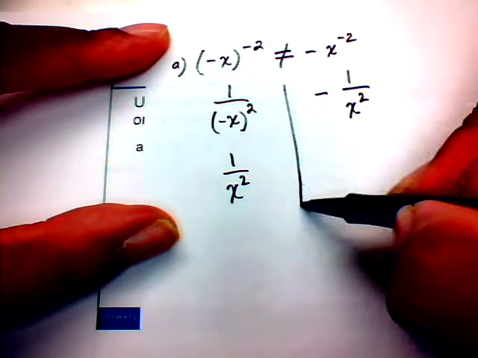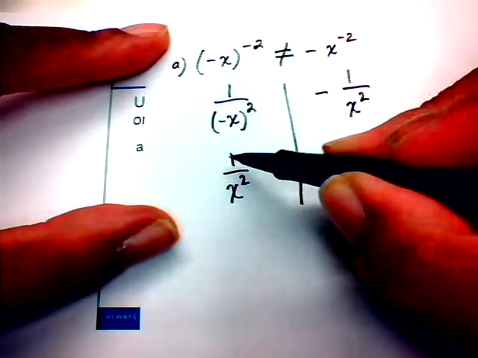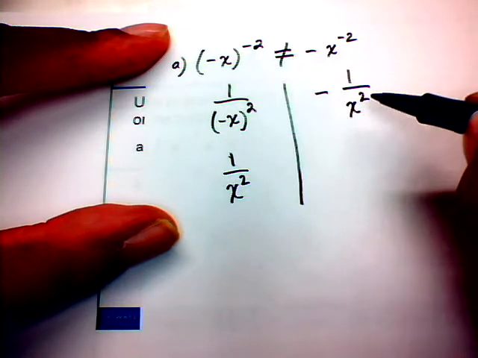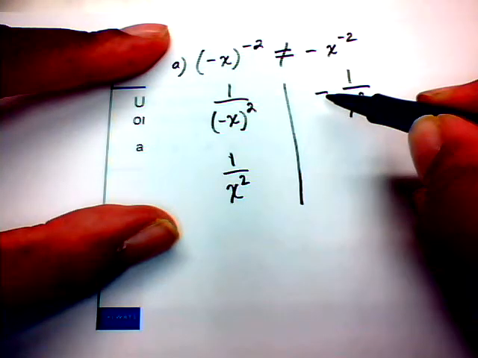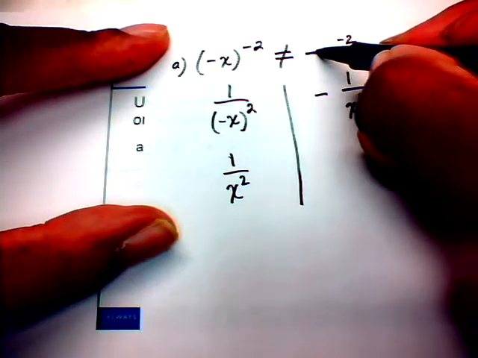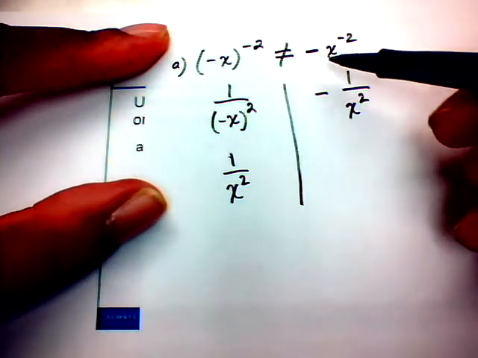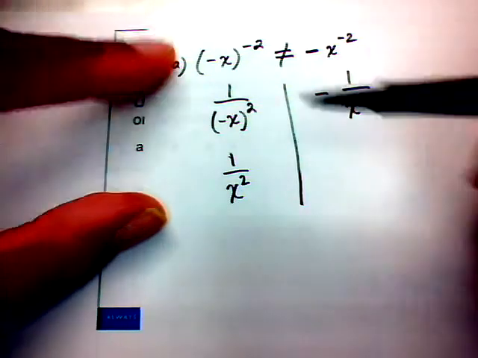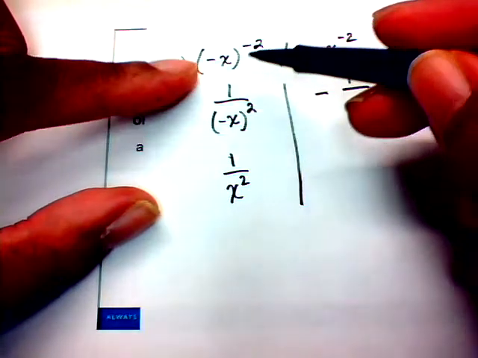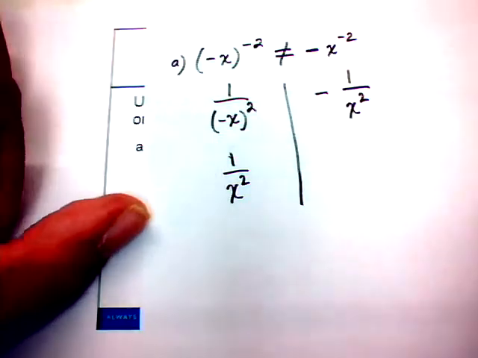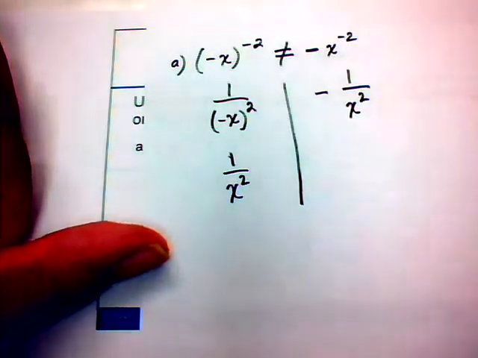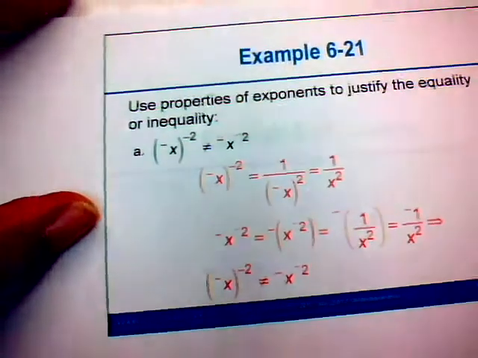Now, does this equal this? No, it doesn't. It's almost the same, but it's got the negative sign here. Here, if you leave off the parentheses, what you're saying is that you're going to do this first and then you take the opposite. In this case, you're going to write it like this and then you square it. So that's why the left side is not the same as the right side.